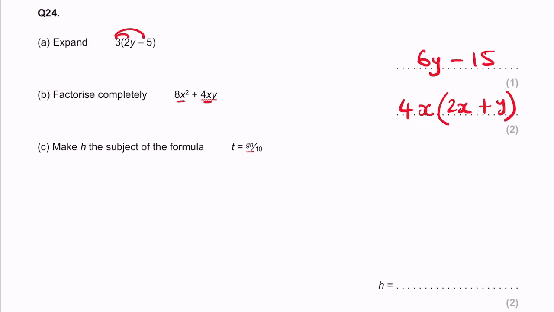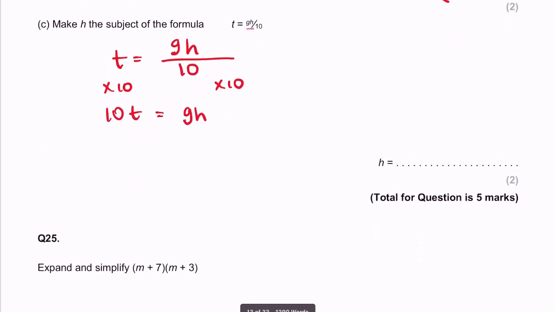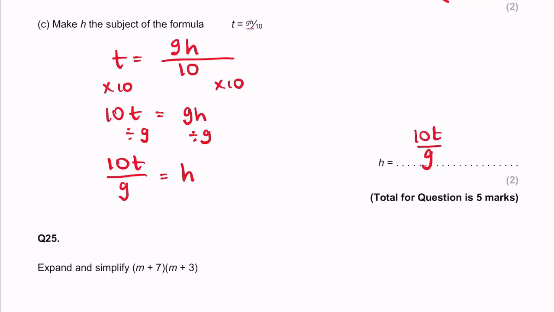Make h the subject of the formula. So let's write it out, be easier. So gh over 10. So let's multiply both sides by 10 first. So that gives us 10t is equal to gh, and we're making h the subject. So divided by g both sides. So divided by g, divided by g. So that gives us 10t over g is equal to h. So the answer is 10t over g. And that's worth 2 marks.